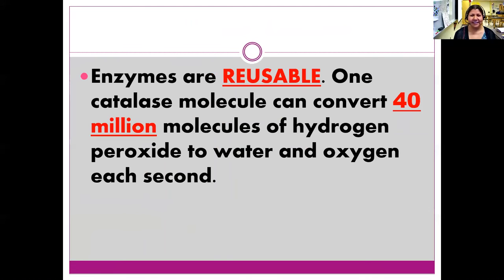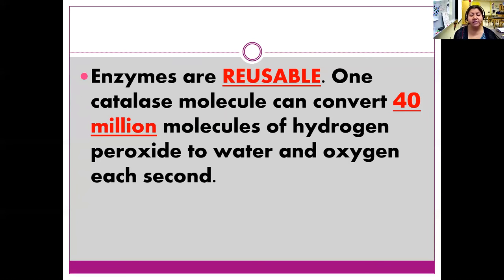Excellent. So one of the things we need to know about enzymes is that they are reusable. It'd be terrible if our body used up an enzyme once and then we'd have to make new ones. We'd be forever burning energy just trying to make these new molecules. So enzymes are reusable. For example, catalase is a type of enzyme, and one catalase molecule can convert 40 million molecules of hydrogen peroxide to water and oxygen each second.